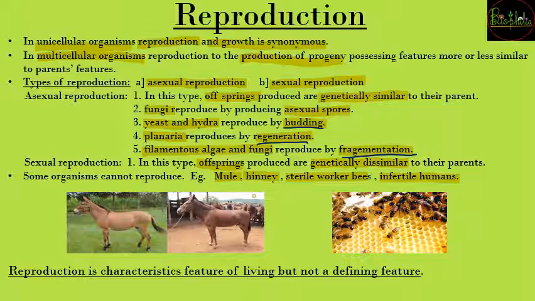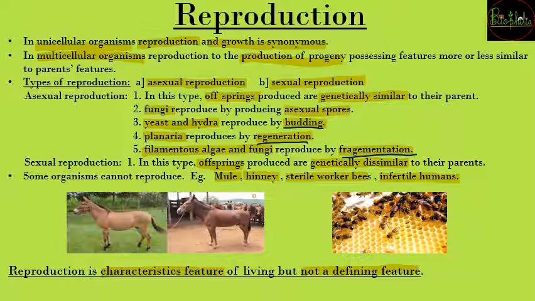And why can you not state it? Because they are showing an exception in this particular characteristic, but still they are living organisms. That is the reason you call reproduction a characteristic feature and not a defining feature. अगर defining feature होगा तो there will be no exceptions, whereas if it is a characteristic feature then exceptions can occur to define the living.